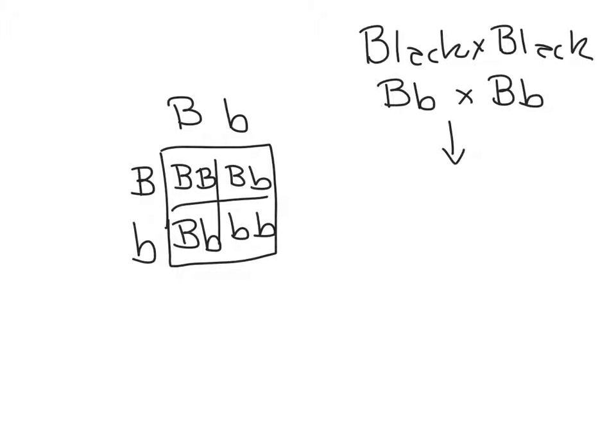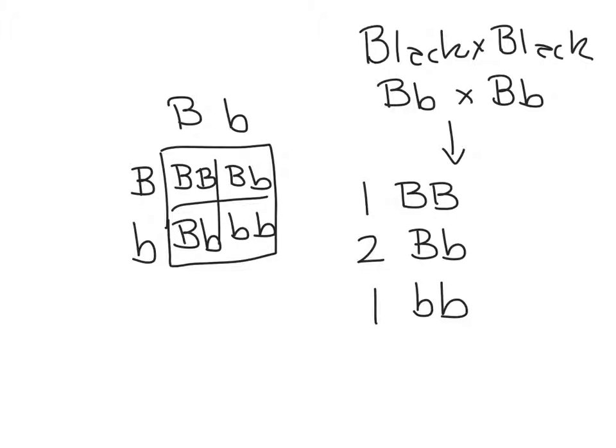okay, so that ends up with 1 big B, 2 big B, small b's, and 1 small b small b. So that would be my genotypic ratio: 1 big B, 2 big B, small b, 1 small b, small b. Now as far as my phenotypic ratio, that is going to be 3 black to 1 white.